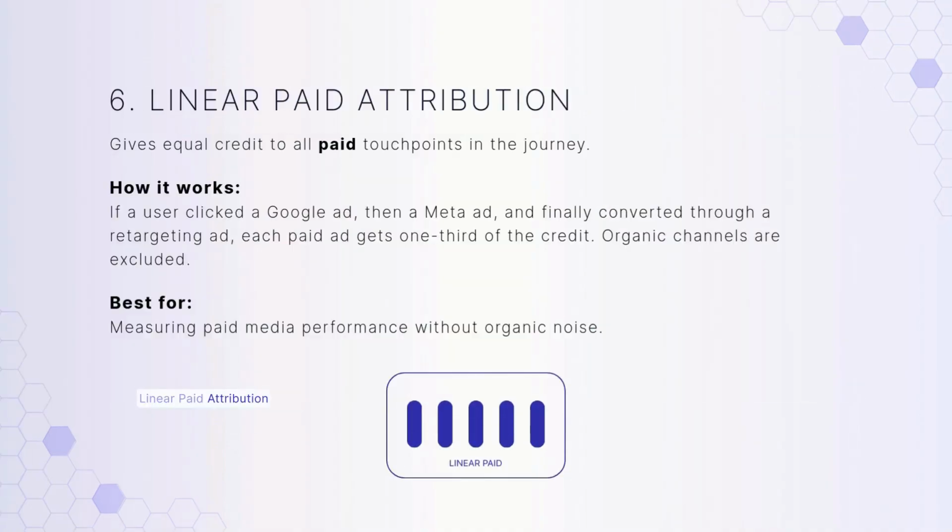Linear paid attribution. This model is just like linear, but it only looks at paid touchpoints. So if someone clicked a Google ad, then a Meta ad, and then converted from a Meta retargeting ad, each of those paid ads gets equal credit. Organic traffic does not count here. It's a solid option if you're trying to measure paid media performance without the noise of organic.